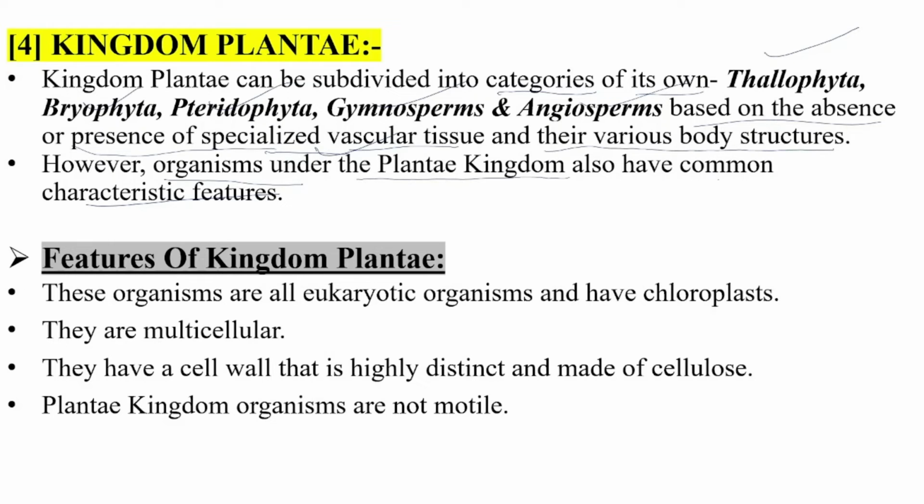However, organisms under the Plantae kingdom also have common characteristic features. So let's study its features. Organisms are all eukaryotic and have chloroplasts, which contain the chlorophyll pigment, the green pigment. They are multicellular. They have a highly distinct cell wall made up of cellulose. Plantae kingdom organisms are not motile; plants are immobile.